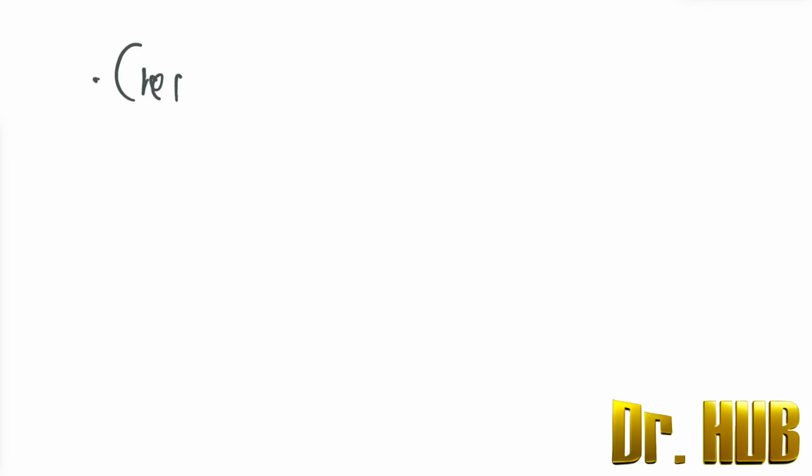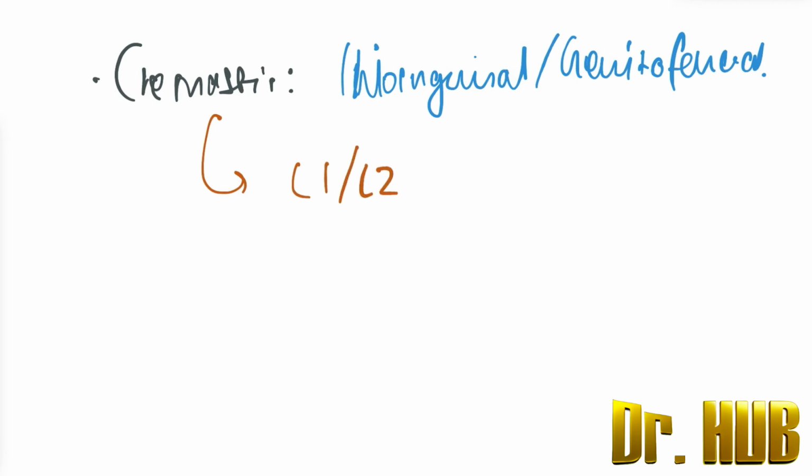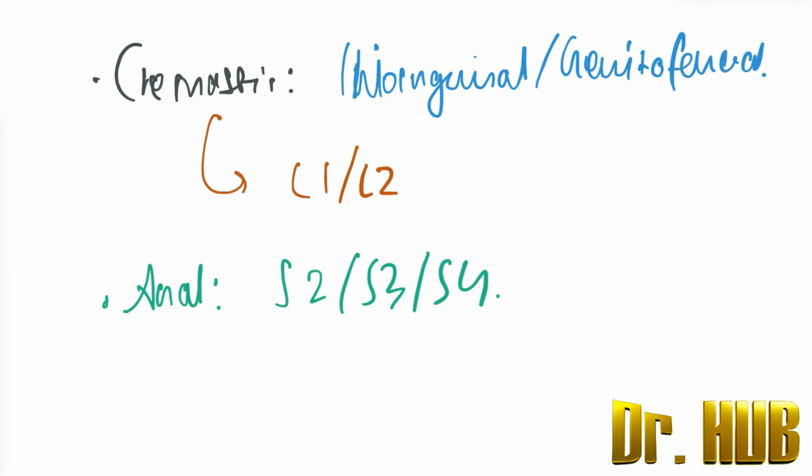In terms of the cremasteric, it involves the ilioinguinal as well as the genitofemoral. In ilioinguinal and genitofemoral, the root value is going to be L1 and L2. Next we will have the anal reflex. In terms of the anal, the root value is going to be S2, S3 as well as S4.